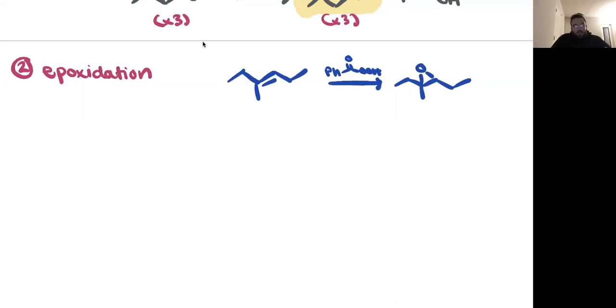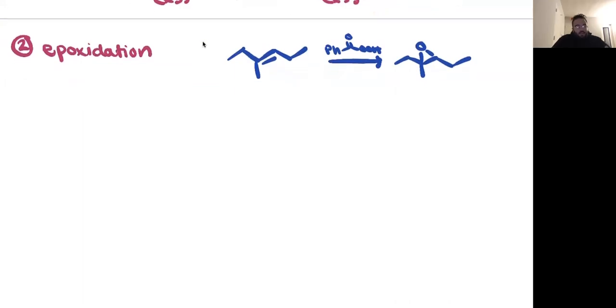Okay, so now we want to go ahead and draw the mechanism. In my opinion, this is probably my favorite mechanism to draw. It's just a bunch of swirly arrows all over the place.